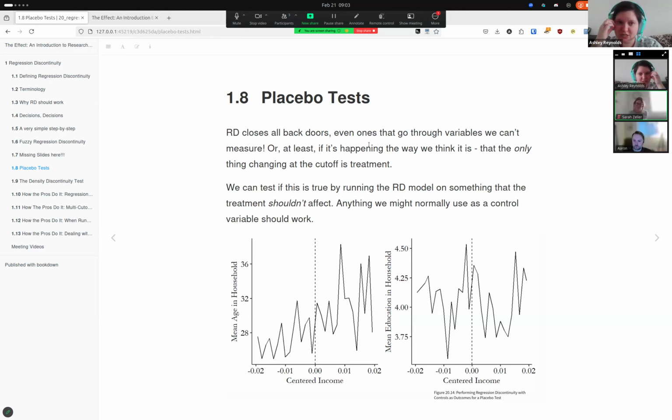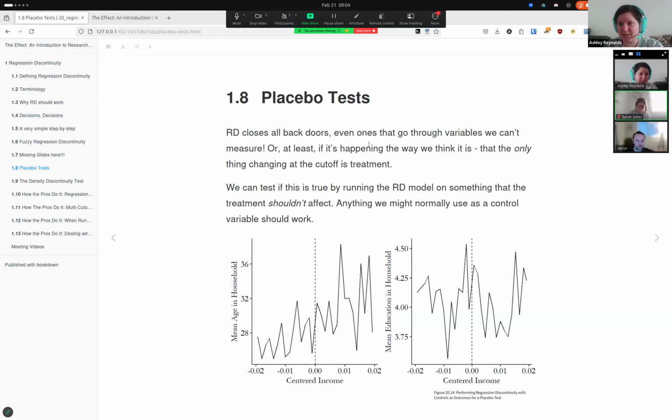So regression discontinuity, when it's working, should close all of the backdoors, even backdoors that go through variables that we can't measure. Of course, this is all conditional on everything working the way that we think it's working. And that means that the only thing that should be changing at the cutoff value is whether treatment is happening or not, or the level of treatment or probability of treatment.